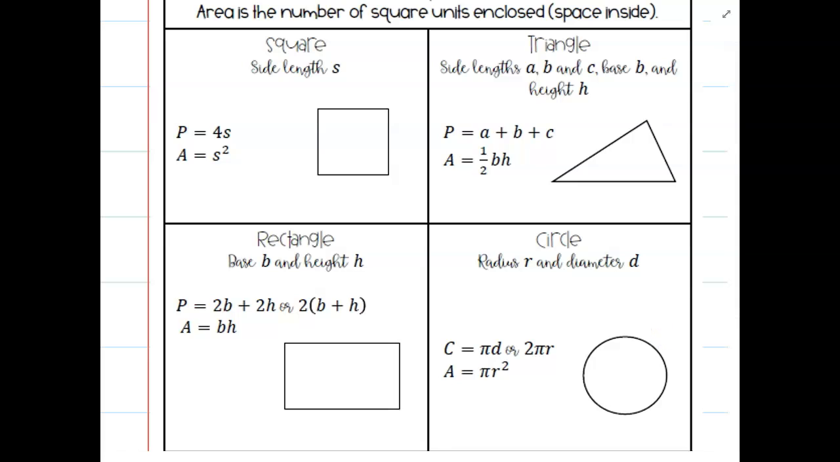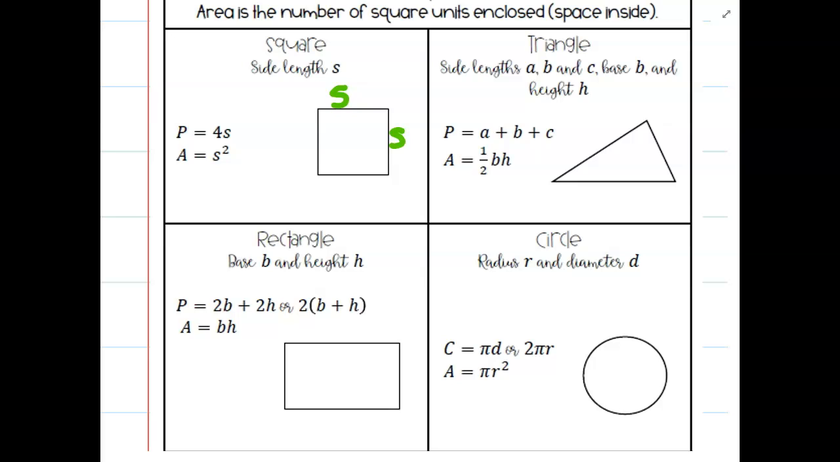So first of all, if I have a square, what's so special about a square? All the sides are equal. So if I have a square that has side length S, it means all four sides measure S. If I wanted to find the perimeter, you'd have to add all four sides, but it would be S plus S plus S plus S, which is just 4S.